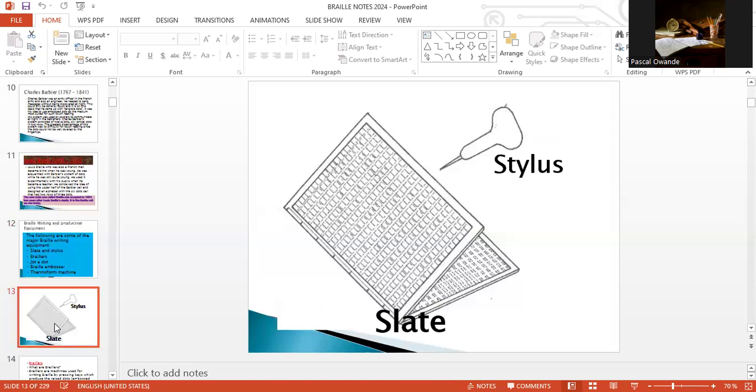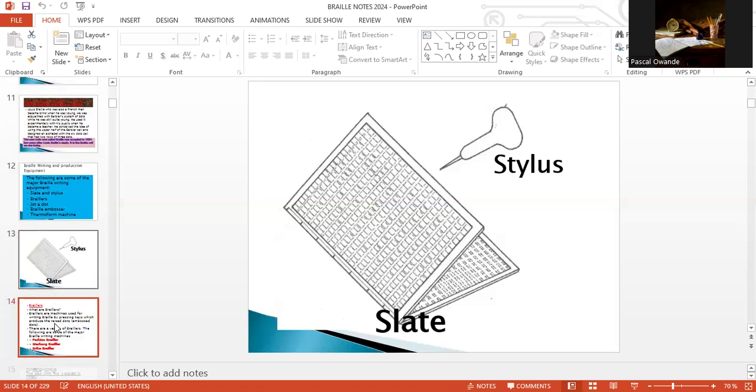So this is how the slate and stylus looks. The slate and stylus uses a system where you write from right to left, but when you're reading, you turn the paper so that you can read from left to right. It's a kind of mirror-reflection writing, but it again presents the dots, because the stylus is sharp and is pressed onto the paper inside the slate.